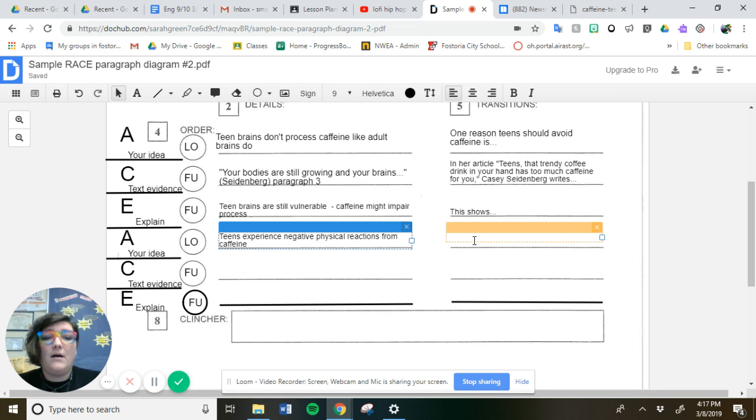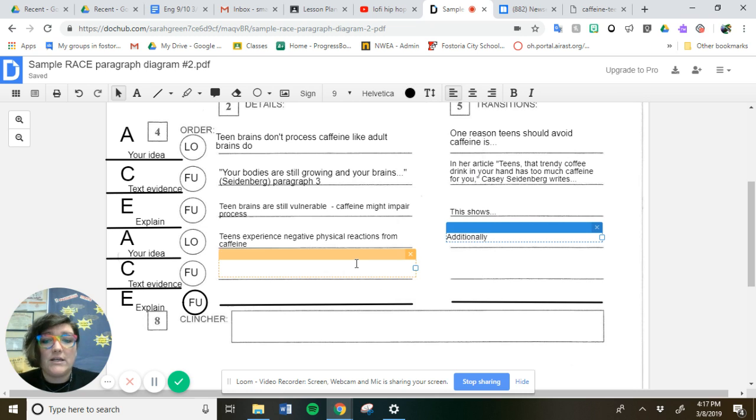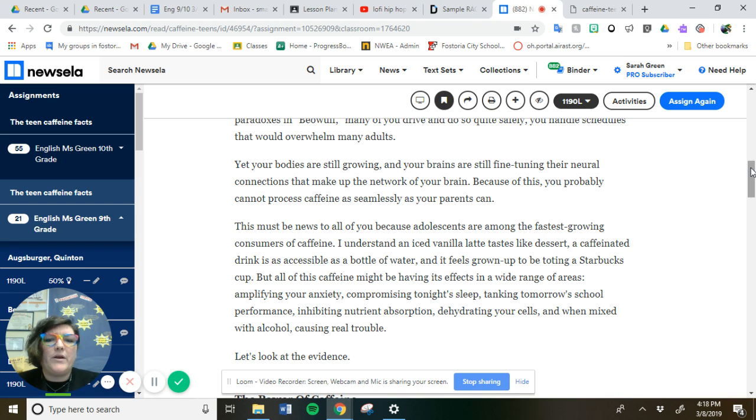Okay, and it is a lead-off sentence, so it does have a transition, right? And our transition this time is additionally. Pretty easy, right? Additionally, teens experience negative physical reactions from caffeine. Okay, how do they do that? How does that happen? What in the text proves that? Well, we're going to go back and say, okay, I'm going to go through here and I'm going to look for stuff that supports my point.